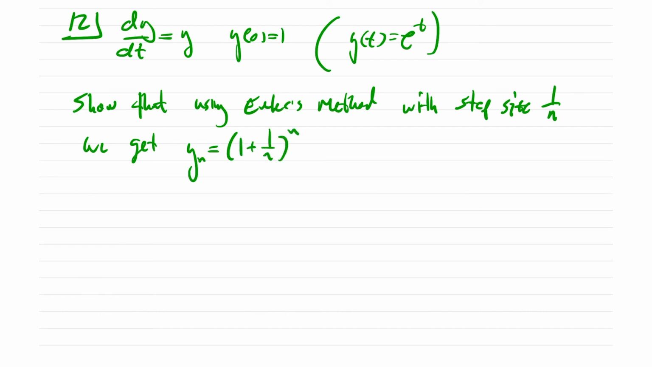So y of n is equal to (1 plus 1 over n) raised to the nth power. Now this is coming straight from our compound interest formula, and it says, for n equals 1, 2, 3, etc. And keep in mind here, y_n, when you use step size 1 over n, should be roughly what y of 1 is, which should be, in this case, e to the 1.